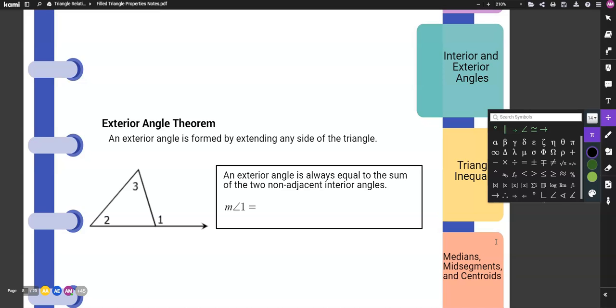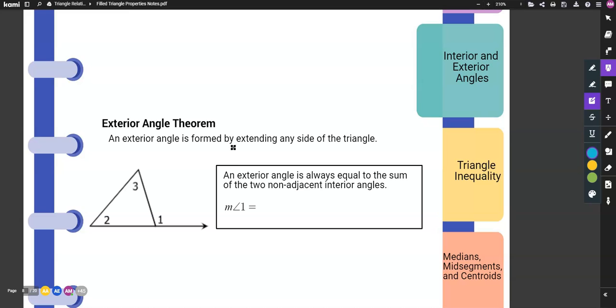We also have an exterior angle theorem. First off, the definition of an exterior angle is that it is formed by extending any side of the triangle. So if you notice in this picture here, from the angle the line goes straight out. And exterior, of course, just means outside.